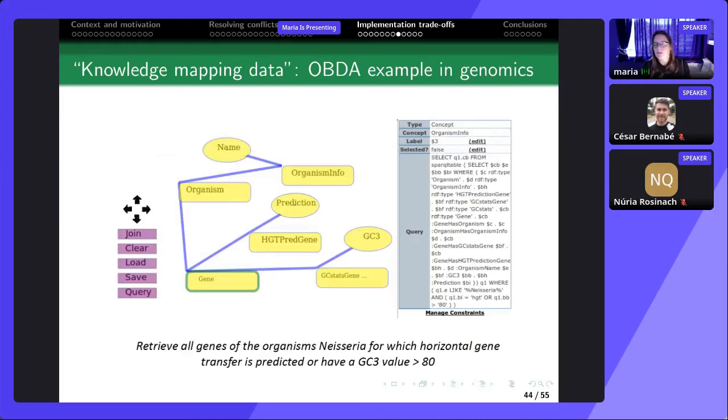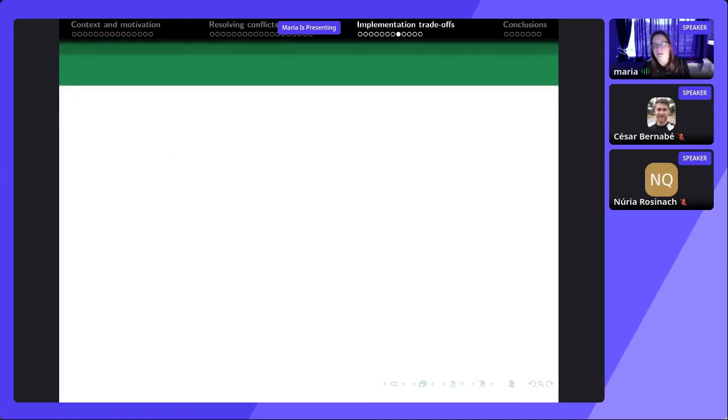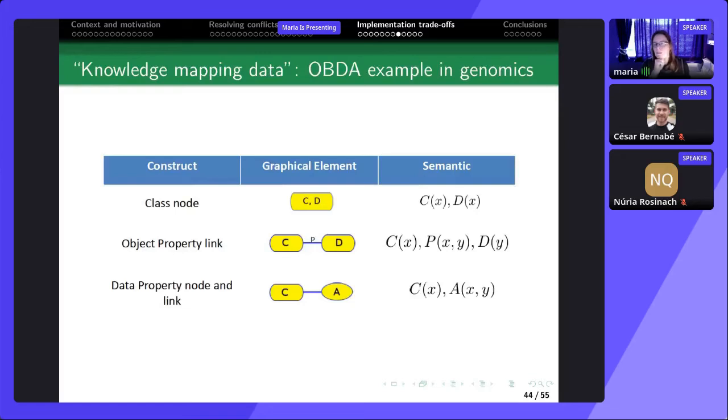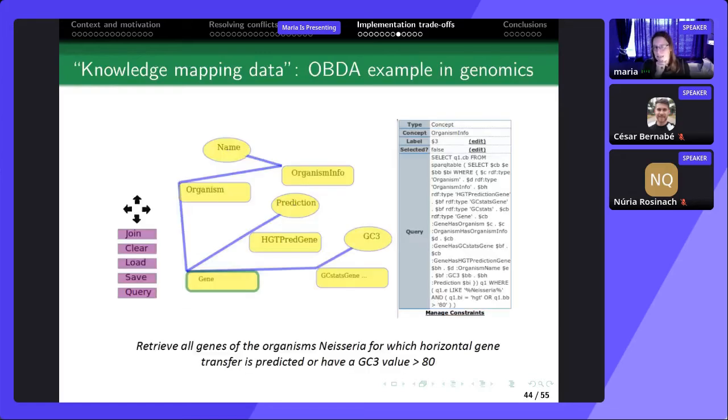They're using the same notation, but actually a different semantics behind it. What we could do there is automatically generating the query. So the query, what you see here on the right-hand side, the user didn't have to write that. The system automatically is able to generate the query for itself. Then this query is sent to the mapping layer. The mapping layer automatically translates that into an SQL query that goes to the database and then fetches the results. So in this case, it was an example for the Neisseria, retrieving the genes of Neisseria, for which horizontal gene transfer was predicted.